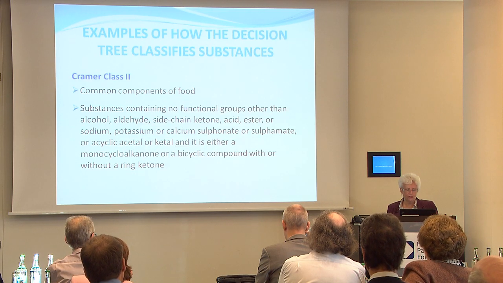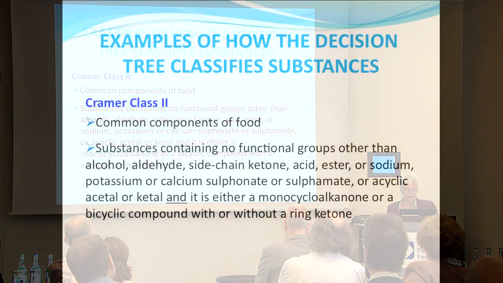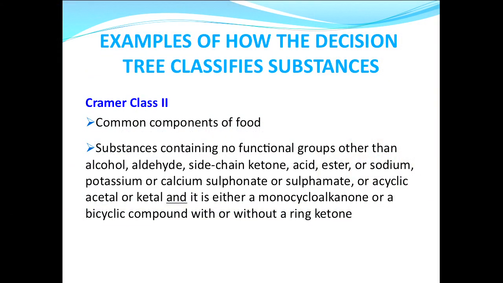Class two is common components of food, some of which might actually be toxic if they were taken in high amounts. And then there's this long description, which I'm not going to go through, of other substances that can fall out into class two. Class two is a kind of rag bag of whatever doesn't go into class one or class three. So it has this very long description here of what kinds of compounds might be like that. So these are just examples of what would be in class two.